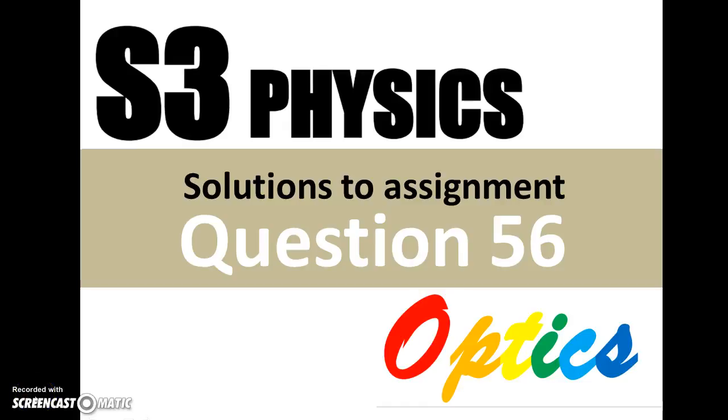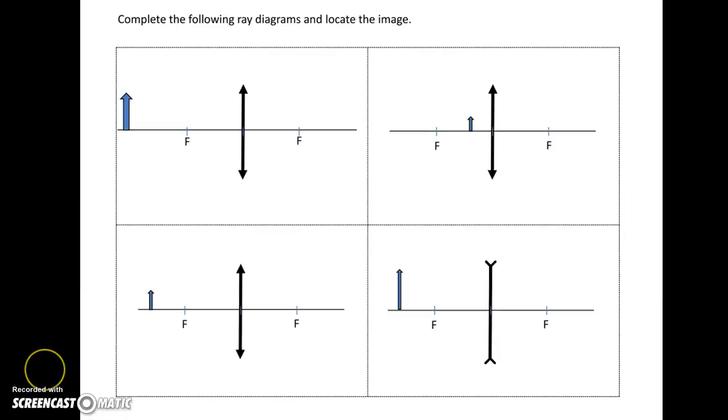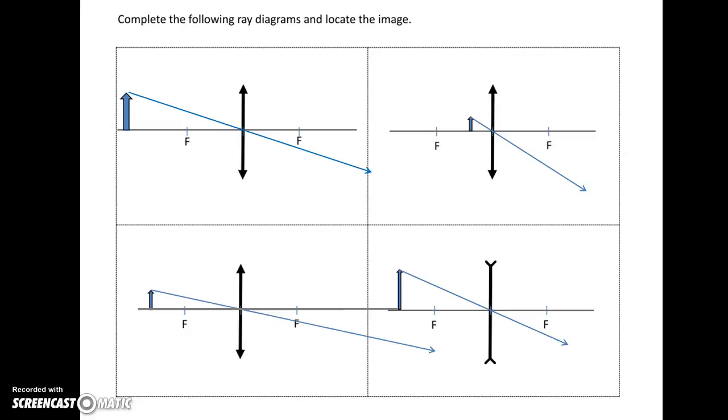Solutions to assignment questions. In this question, you have to complete ray diagrams. First, you draw light rays passing through the center of the lens. Then, you may draw a light ray parallel to the principal axis. Note that it is a concave lens for the bottom right corner.